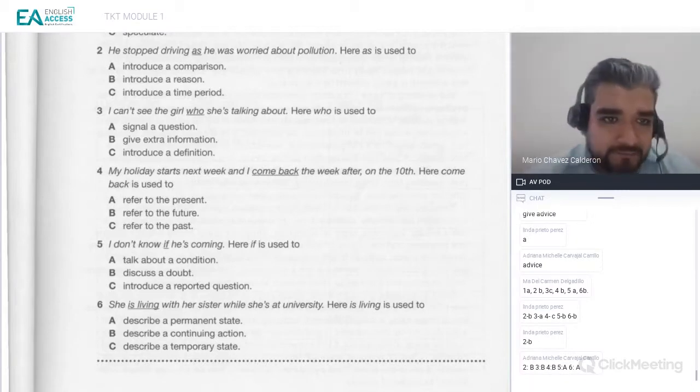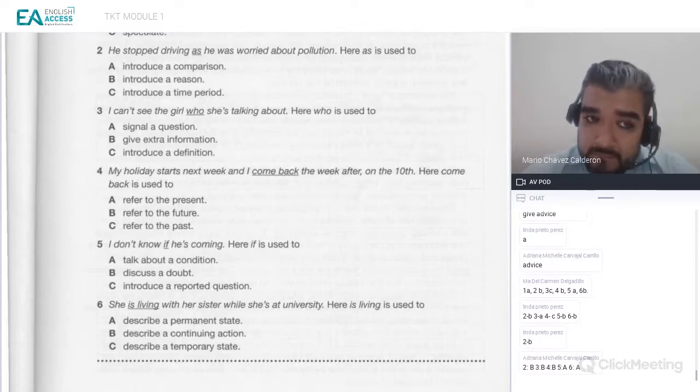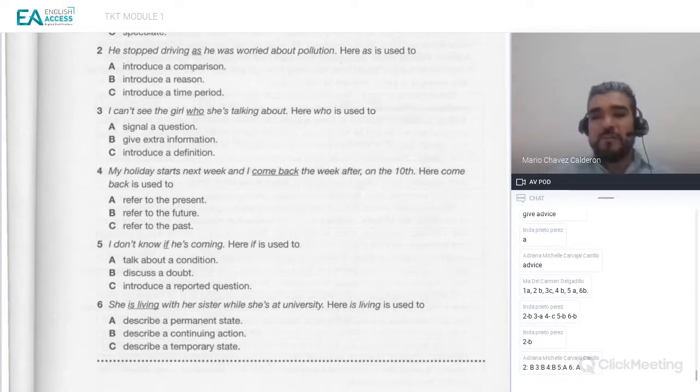Okay, let's check. Number 2 says, "He stopped driving as he was worried about pollution." Here, as is used to introduce a comparison, a reason, or a time period. The answer, ladies, is letter B. Good job, Adriana. Good job, ladies. Good job, Carmen and Linda.